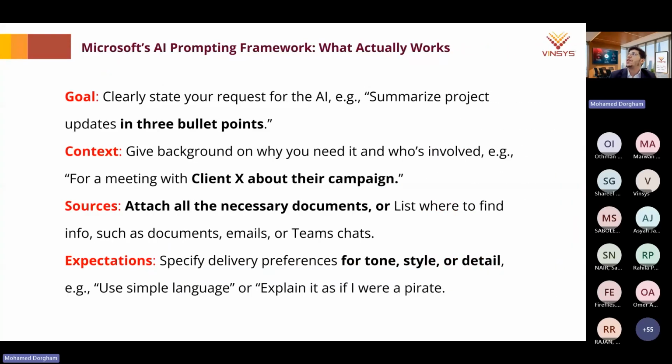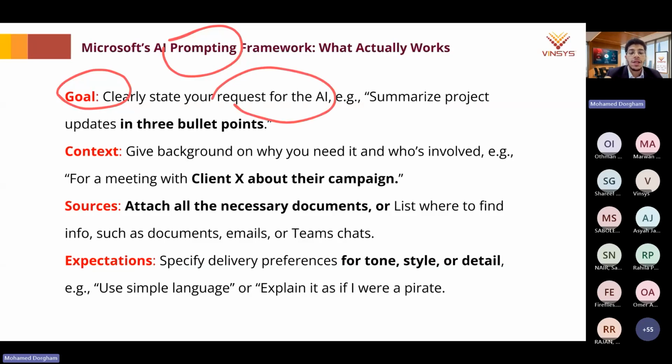For that, I prepared for you the following framework that will help all of you, and we're going to use it across our training. So this framework goes like this. Anytime you want to write a question to the AI, always start with a clear goal. Every time you have a question, clearly state your request to the AI, whether you want the summary of a project in bullet points. Clearly mention what you're looking for.